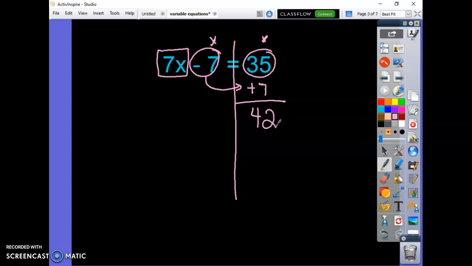Now, let's look at the number over here that's by your x, the 7. You want to do opposite operations. The opposite of times 7 is going to be divided by 7. So your x is going to equal 42 divided by 7, which is going to give you a 6.